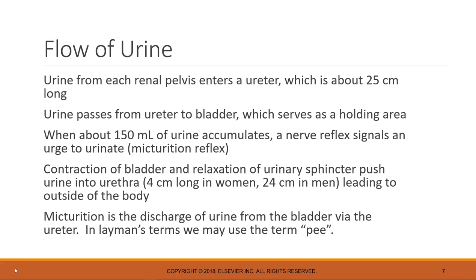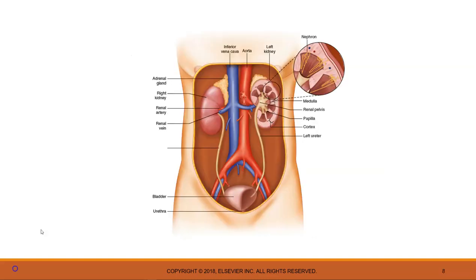The definition of micturition is the discharge of urine from the bladder via the urethra. In layman's terms, we may use the term pee. So this is an illustration of the anatomy of the kidneys, where they're found, and the structures that are involved in the urinary system.